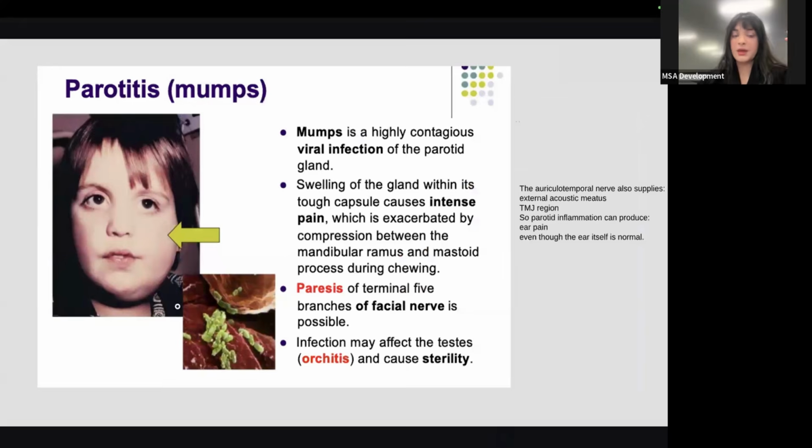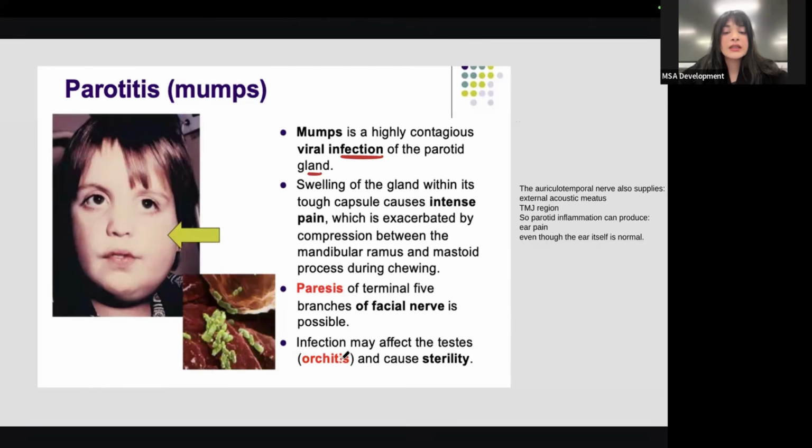Now, in parotitis, mumps. Mumps is a highly contagious viral infection of the parotid gland, and swelling of the gland within its tough capsule causes intense pain, which is exacerbated by compression between the mandibular ramus and the mastoid process during chewing. So basically, mumps is very painful for kids, especially when they're chewing. Paresis of the terminal branches of CN7 is possible because if there's an infection there, it may paralyze the facial expression muscles. Yeah, the nerves that supply the facial expression muscles.